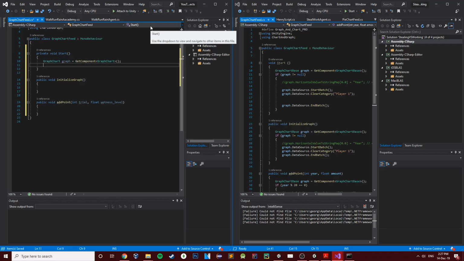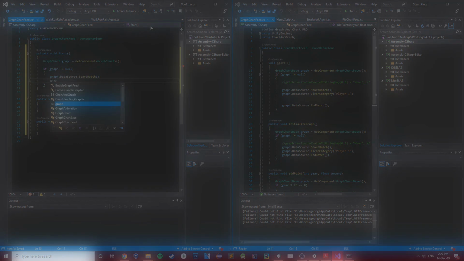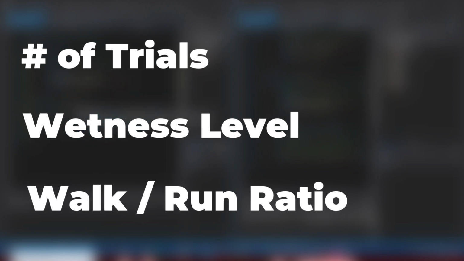In order to monitor the training and decision-making process, we will keep track of three different metrics. The number of trials, which tells us how long it takes for the AI to train. The wetness level, which lets us know how wet the agent was by the end of each trial. And the walk-run ratio, which shows the choices made by the AI between walking and running each time it had to make a decision throughout the duration of the simulation.